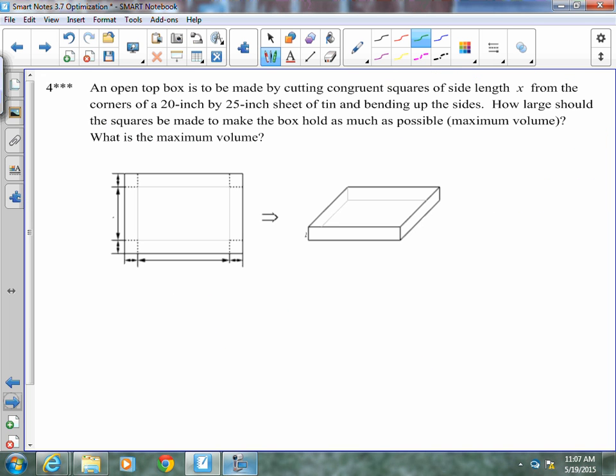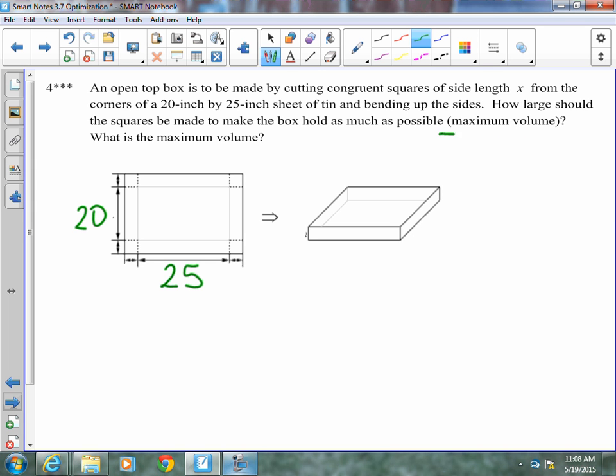Now this last one you've seen many times in pre-calc. It says an open top box is to be made by cutting congruent squares of side length x from the corners of a 20-inch by 25-inch sheet of tin and bending up the sides. How large should the squares be made to make the box hold as much as possible? So we've got this box that is 20 by 25, and we are trying to find how large the squares could be to hold as much as possible.